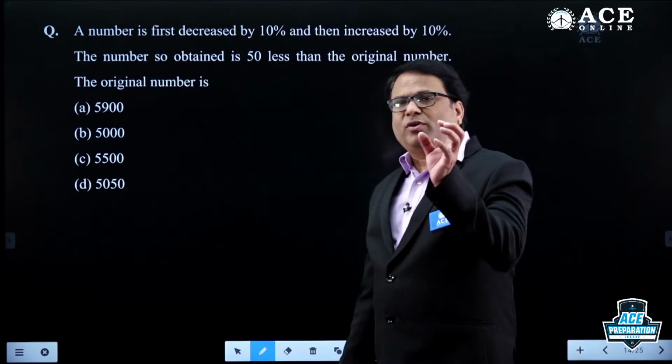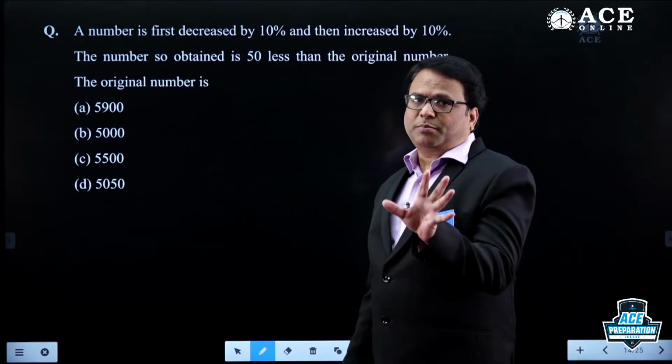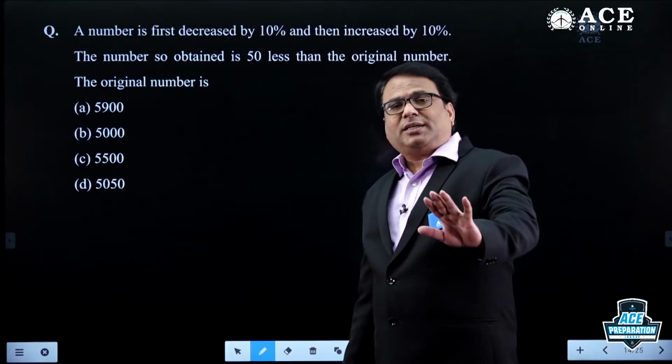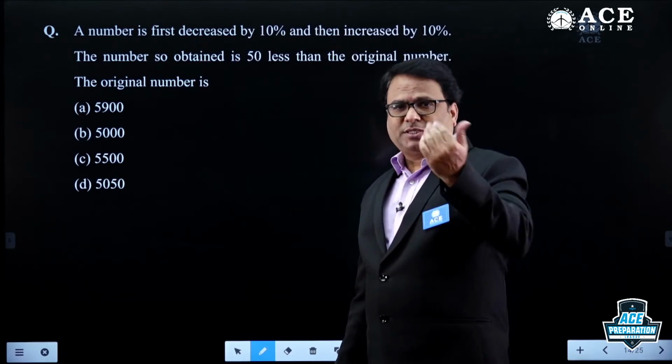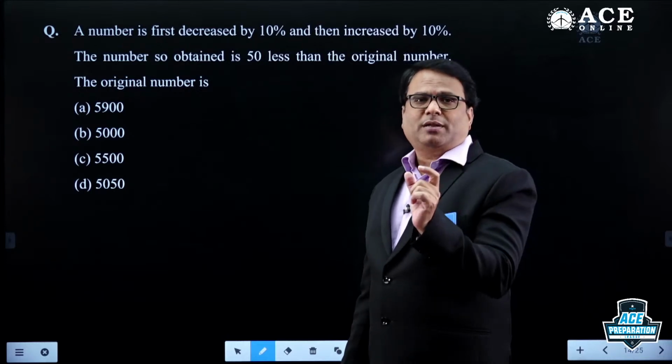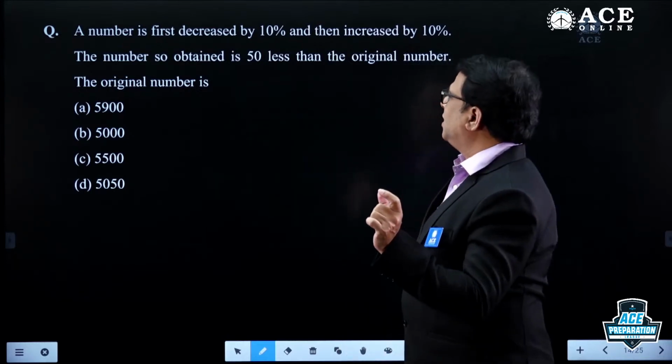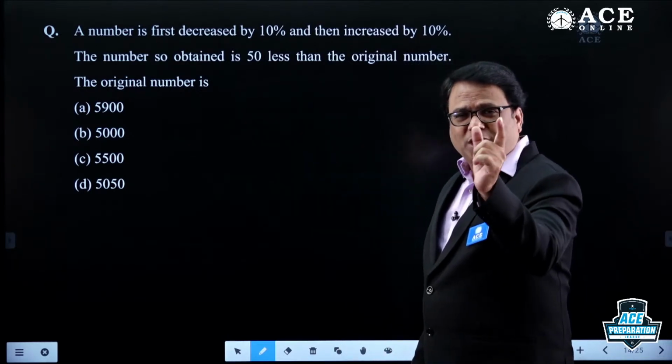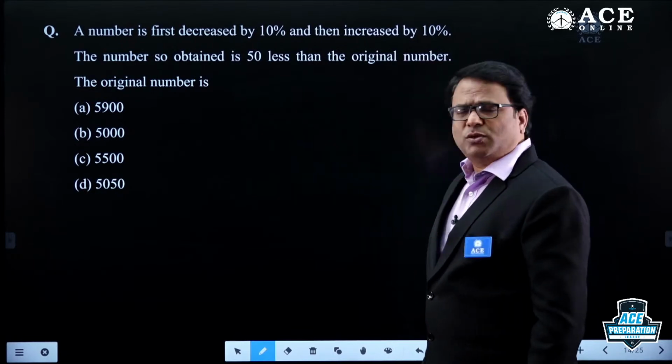So a number is first decreased by 10%. After that, it is increased by 10%. Then the new number is 50 less than the original number. What is the original number?